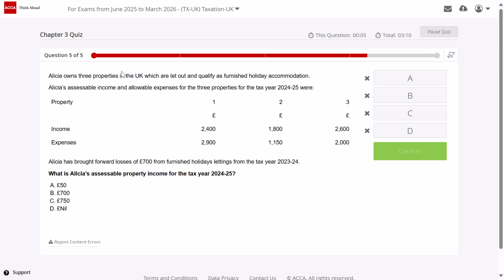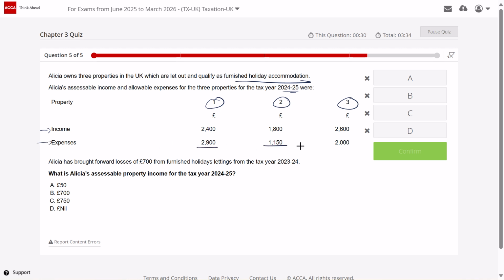Alicia owns three properties in the UK which are let out and qualify as FHA, that is furnished holiday accommodation. Alicia's assessable income and allowable expenses for the three properties for the tax year 24-25 were as follows. There is property 1, property 2, and property 3. All of them qualify for FHA. And here are your incomes and here are your expenses.